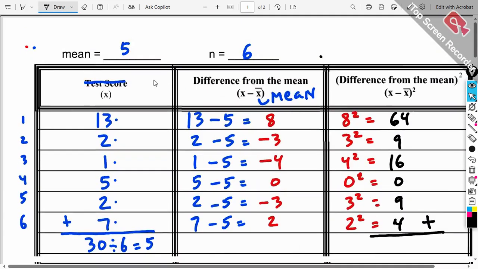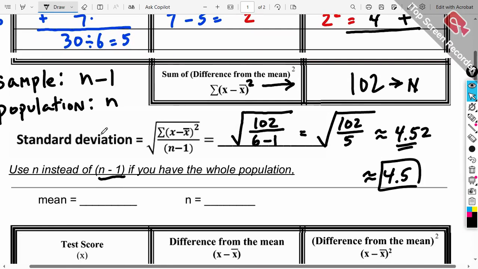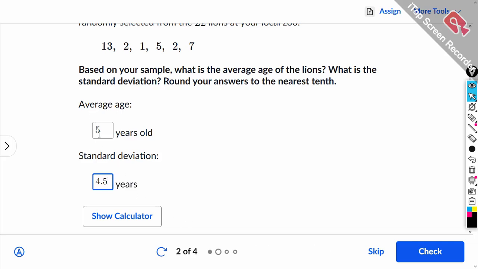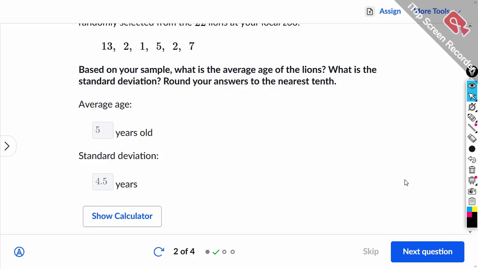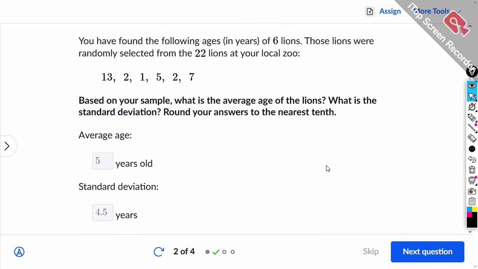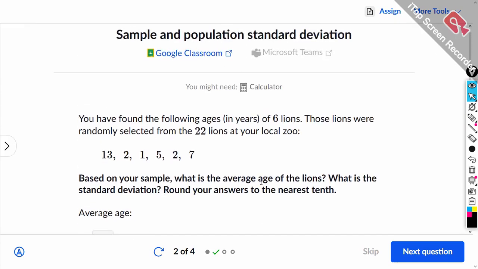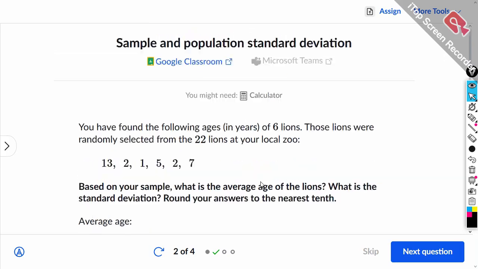And the mean or the average is 5. So we have 5 for the mean, and we have 4.5 for the standard deviation. All right, so 5 for the average and 4.5 for the standard deviation. So that's basically it. I'll do one more, but these are very easy to make a mistake on. So like I said, I would do at least 1, if not 2 of these, and then maybe do the rest on Google Sheets.